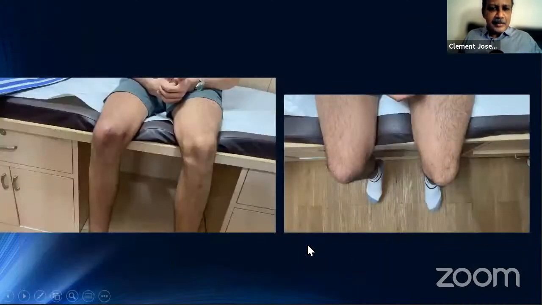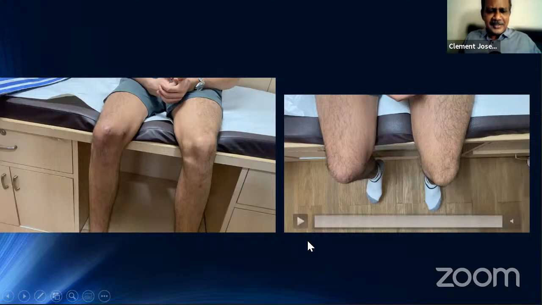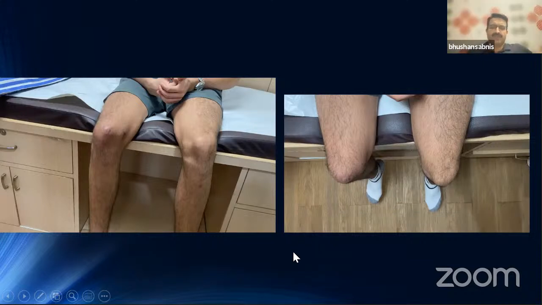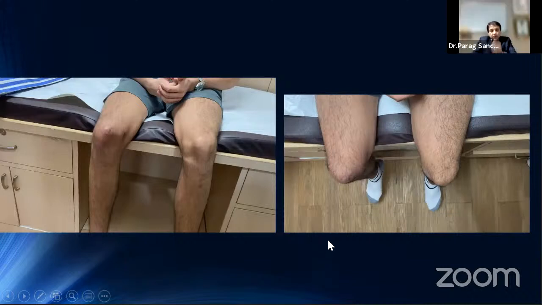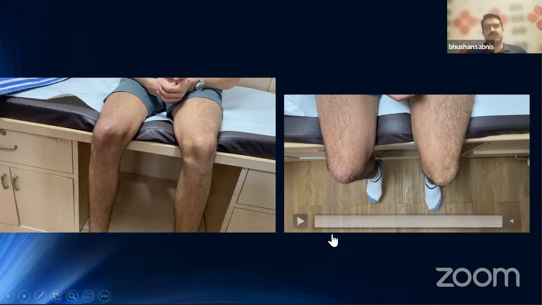What do you think, Bhushan, Raju? No, this is brilliant, brilliant. So when you're doing your trochleoplasty, Clement, by changing the alignment of the trochlea, are you also achieving some derotation? That's what I feel, because this looks brilliant.